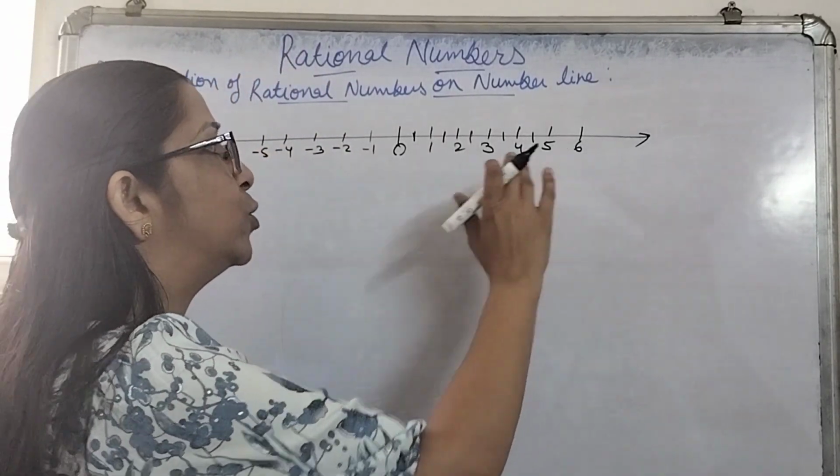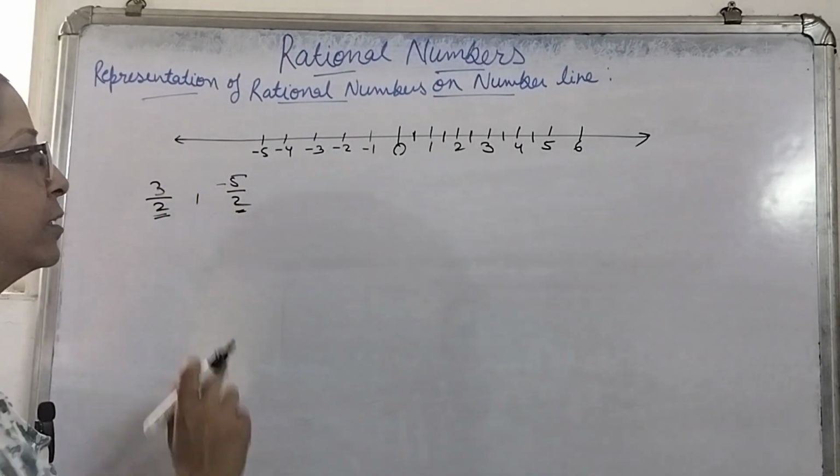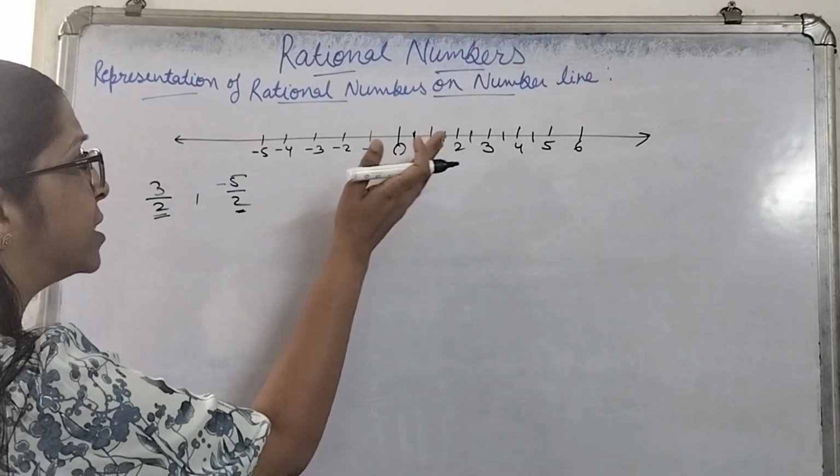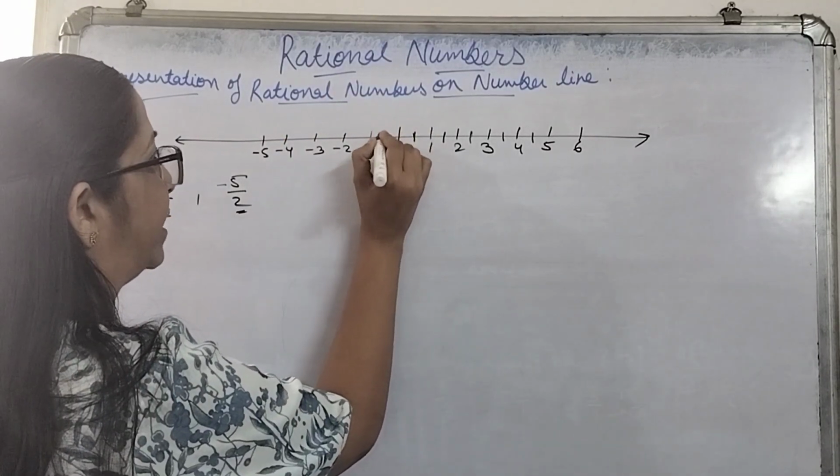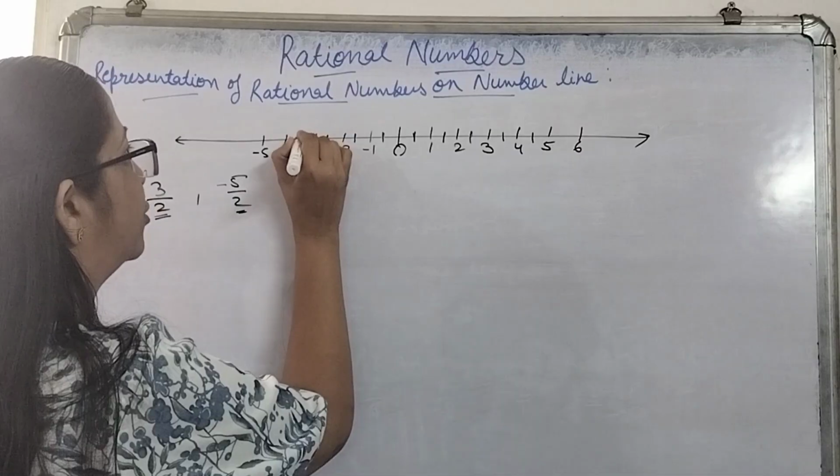Why have we divided it into 2 equal parts? Because our denominator is 2 over here. Similarly, towards the left also we will divide every unit distance into 2 equal parts.